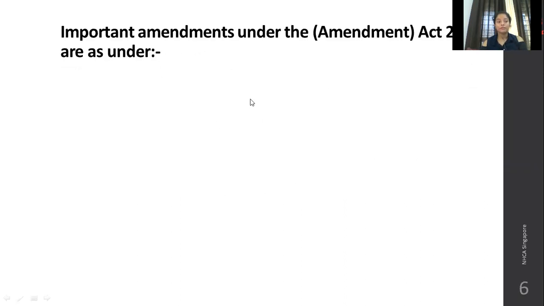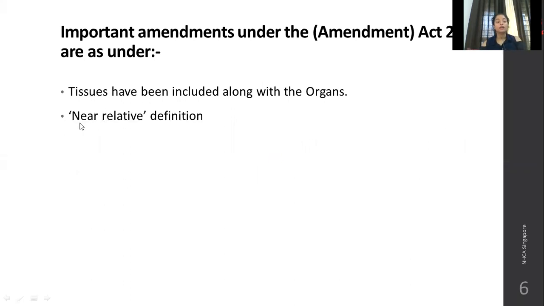Important amendments: tissues have been included along with organs. Earlier the act was only about organs, but now tissues have also been included. A near relative definition is given in this act, and they comprise the parents, father, mother, brother, sister, grandfather, grandmother, grandson, granddaughter. Provision of retrieval centers is there; under the law, these centers can act as retrieval centers and remove the organs for harvesting.